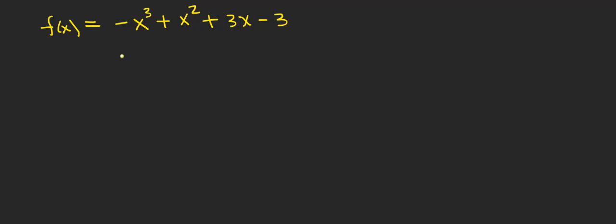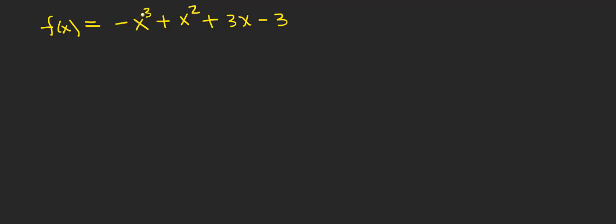In this video, we're going to graph or sketch polynomial functions. So first we have f of x equals negative x cubed plus x squared plus 3x minus 3. So if you want to graph this, first let's check the end behavior.